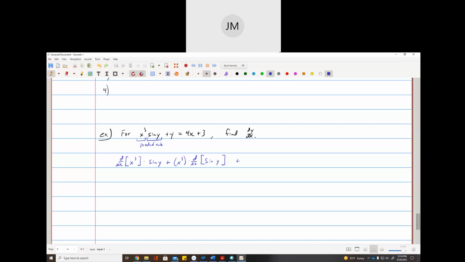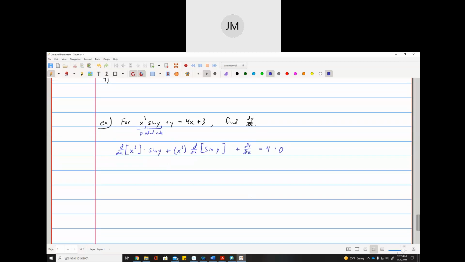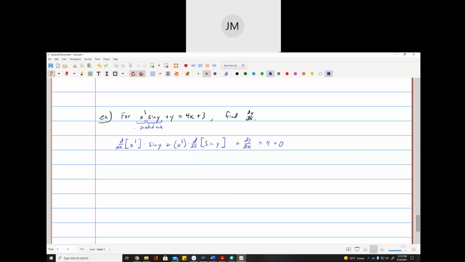Then I have the derivative of y. The derivative of y is just dy dx. Then I have the derivative of the right-hand side, and I don't really need a special rule there. The derivative of 4x is 4. The derivative of a constant on its own is 0. So we didn't leave anything out. We took the derivative of everything, and only the most basic derivatives did we actually work out. Any sort of product rule, chain rule, quotient rule, we break those into steps. Now let's take care of those steps.